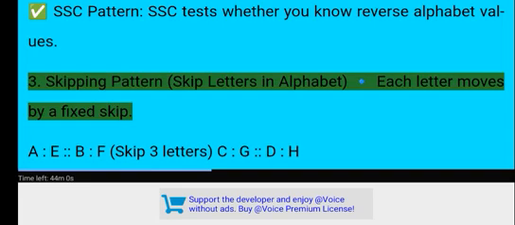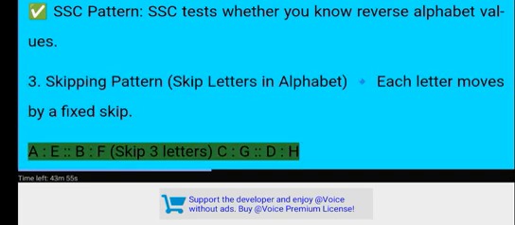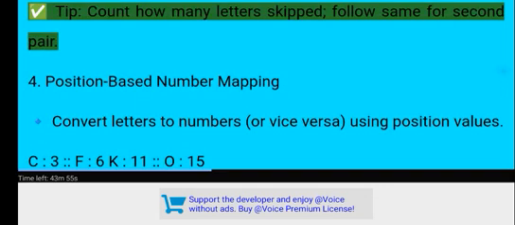3. Skipping pattern: skip letters in the alphabet. Each letter moves by a fixed skip. A, E, B, F: skip 3 letters. C, G, D, H. Tip: count how many letters are skipped. Follow the same for the second pair.